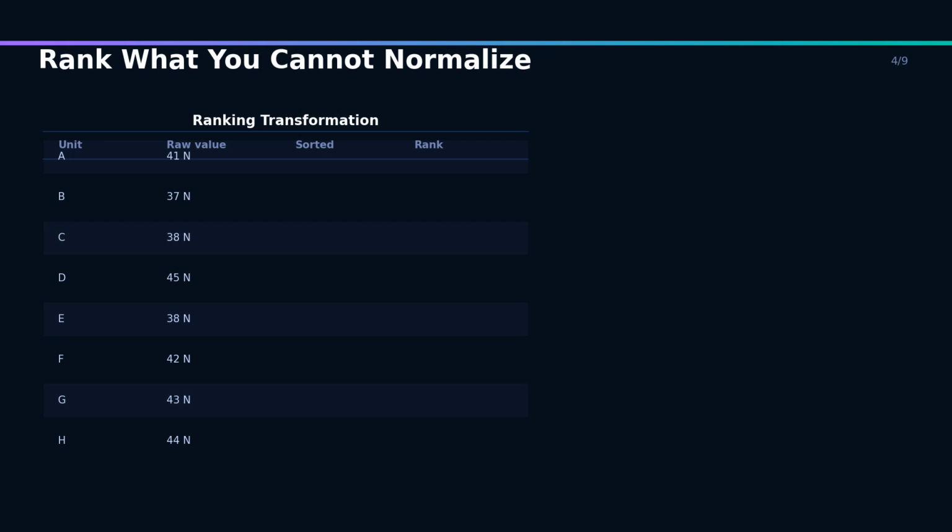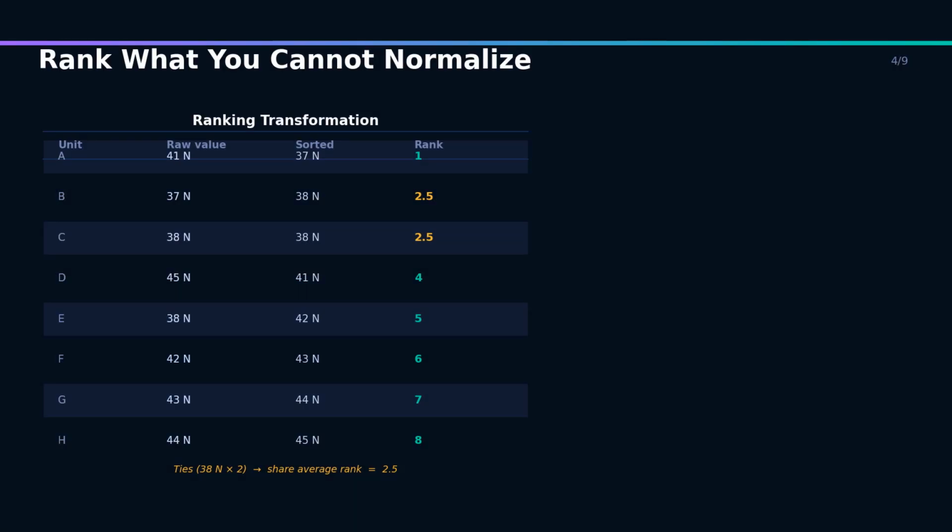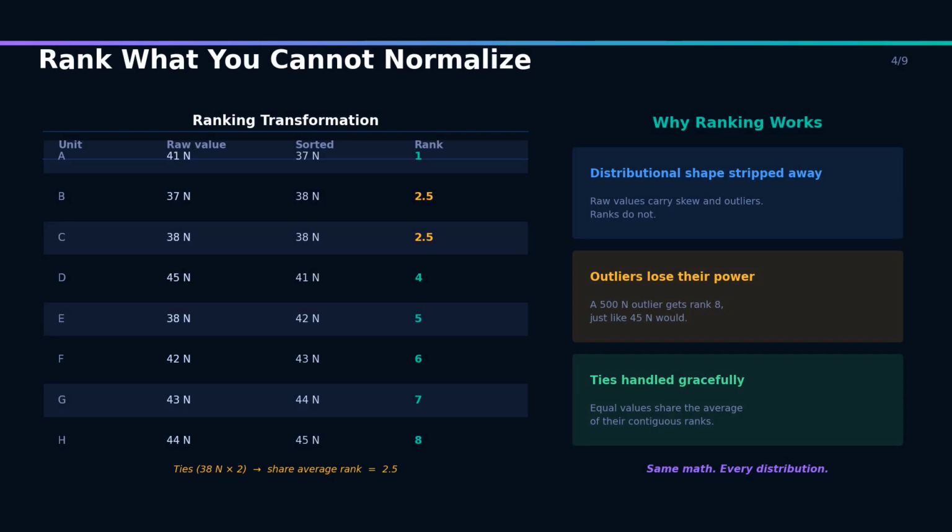Both tests share one elegant idea. Instead of working with raw values, you rank them. Take your measurements, sort them from smallest to largest, and assign ranks starting from 1. If two values are tied, they share the average of their ranks. Now, instead of asking how large is the difference between values, you ask how different are the ranks. This makes the test completely immune to distributional shape. An outlier at 200 newtons gets rank 8, the same rank that 45 newtons would have received. The math only sees order, not magnitude.